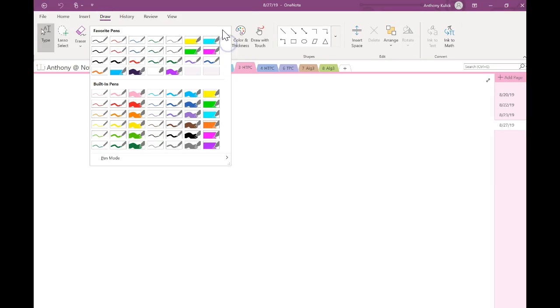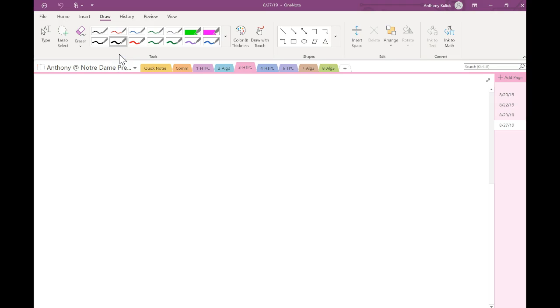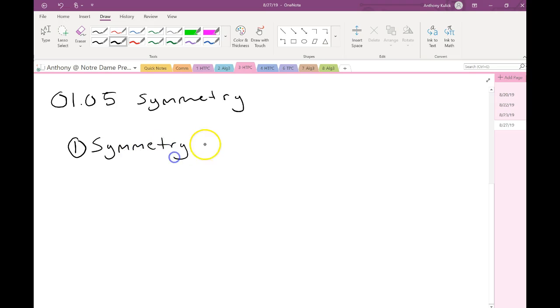Today we're moving on with our general discussion of functions. We're going to talk today about symmetry. And there's three major types of symmetry that we're going to talk about in this course. So the first kind is symmetry with respect to the x-axis.